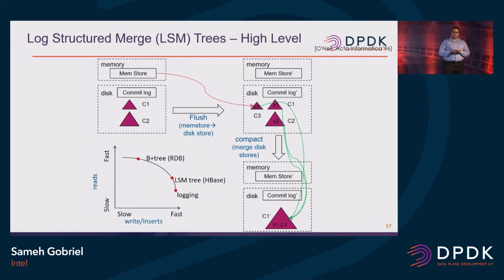The benefit of LSM trees is that they sit somewhere in between, with acceptable performance for both reads and writes. So that's a crash course on LSM trees. Okay, so why does this have anything to do with the membership library?